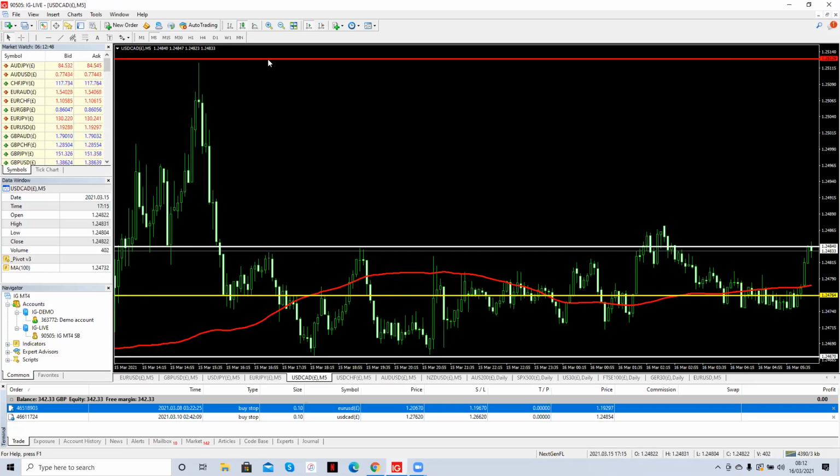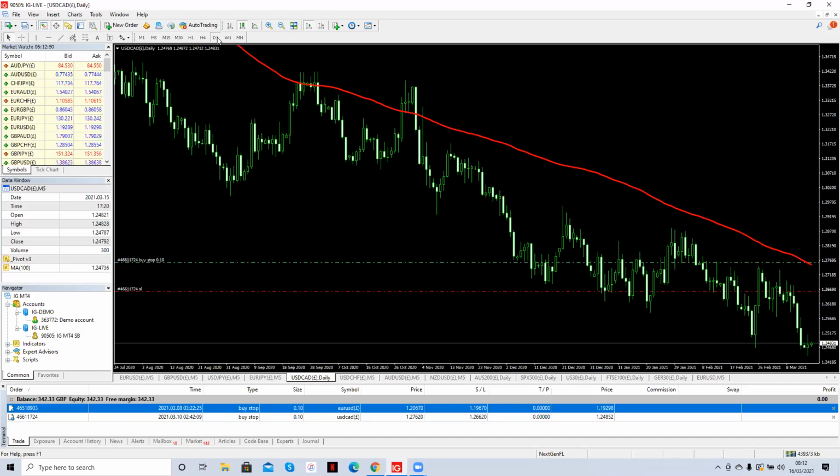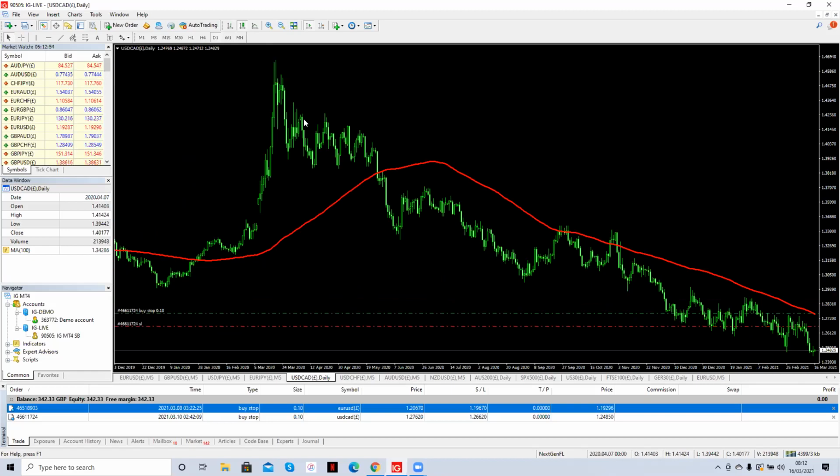So looking at the USD-CAD, again, we'll start with the daily time frame. From a swing trading point of view, you can see the Canadian dollar is trending down.